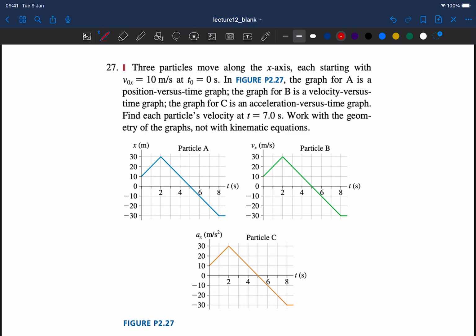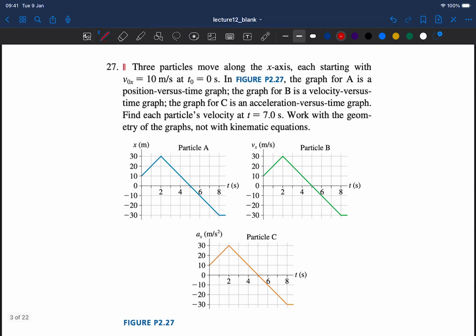So the first question is about reading the graph. We have 3 particles, all of them moving along the x-axis, which is one-dimensional, with initial velocity of 10 meters per second at t equal to 0. And then we have graph A for particle A, graph B for particle B, graph C for particle C. But they are different quantities.